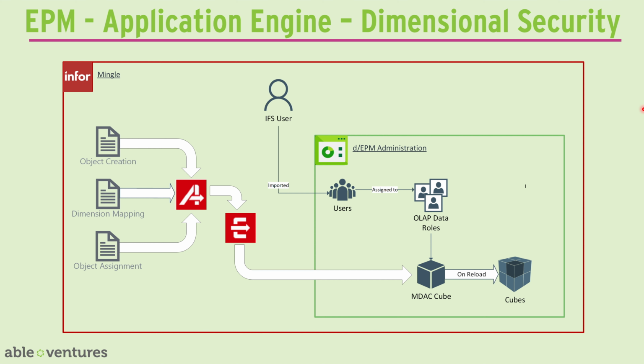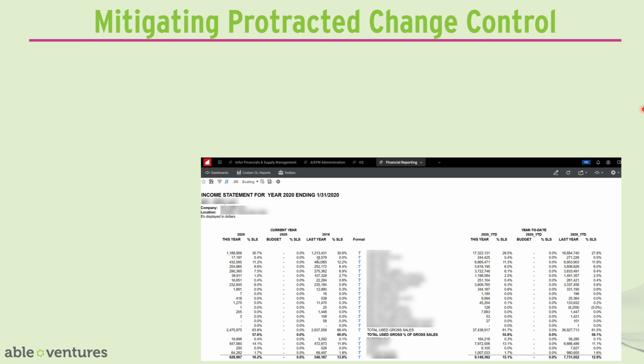All right, so the next one, this one is my favorite, mitigating the protracted change control. We talked about the fact that a minor change to a report could result in, at my current client, they for a while only had change control meetings once a month. So if you wanted, for instance on this report here, to put a space between total used gross sales and total used gross percentage of gross sales, it could potentially take a month to get that change put in place. That's not nice. That's going to make your end users real upset.